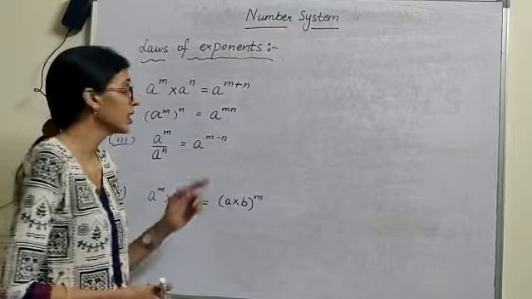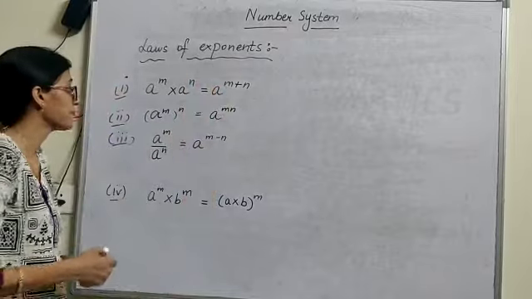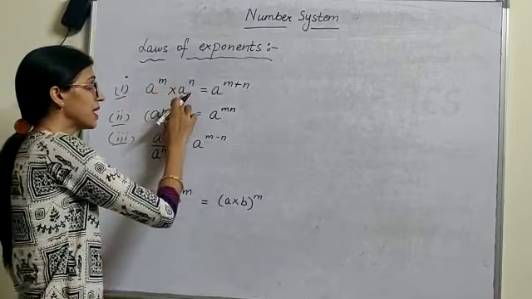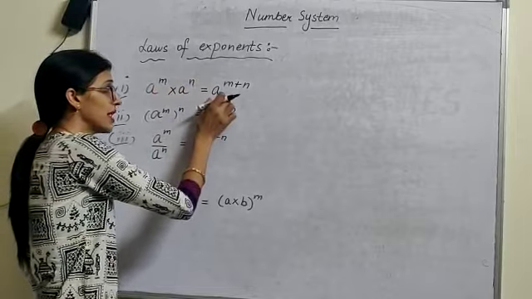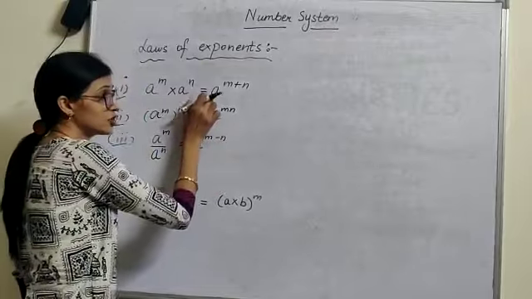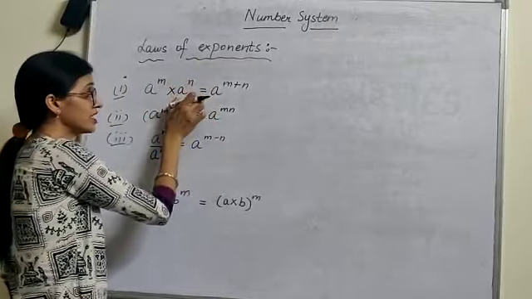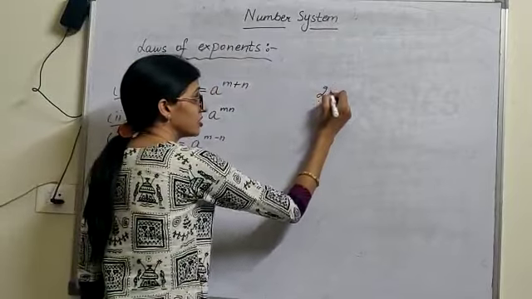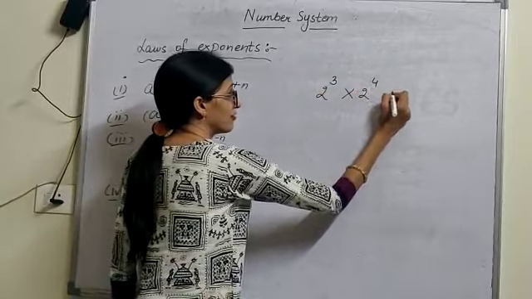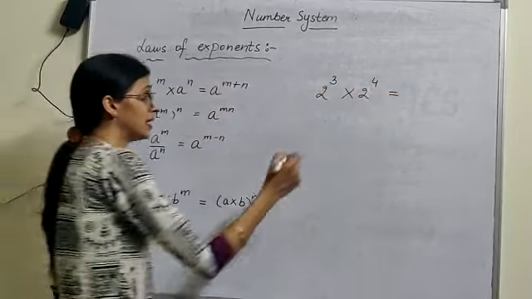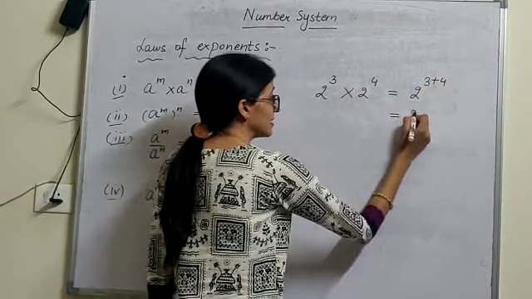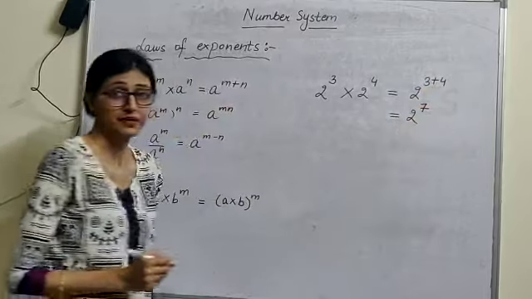So let's start with the topic laws of exponents. Now the first law is a raised to power m multiply a raised to power n equals a raised to power m plus n. What do you mean by this? If you are given 2 raised to power 3 multiply 2 raised to power 4, then the answer will be 2 raised to power 3 plus 4, that is 2 raised to power 7.